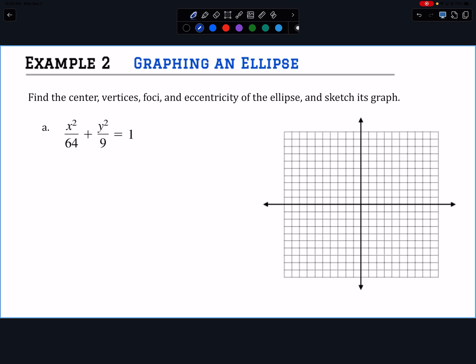Which number's bigger? 64. Is the 64 underneath the x or the y? The x. Because this number is bigger, that means this is your a squared and this is your b squared. Does that make sense? If it's underneath the x, that tells you that this is a horizontal major axis.